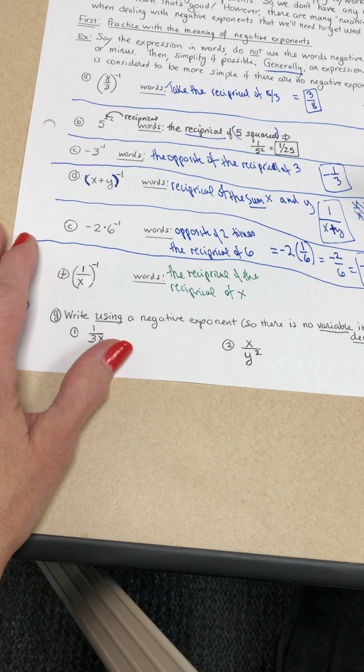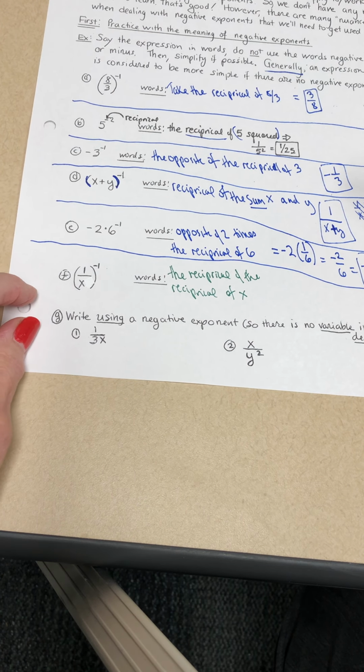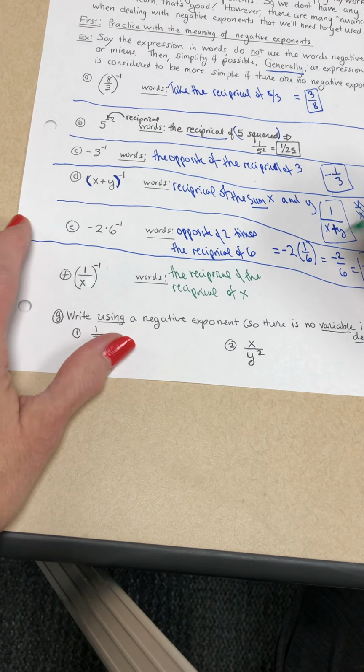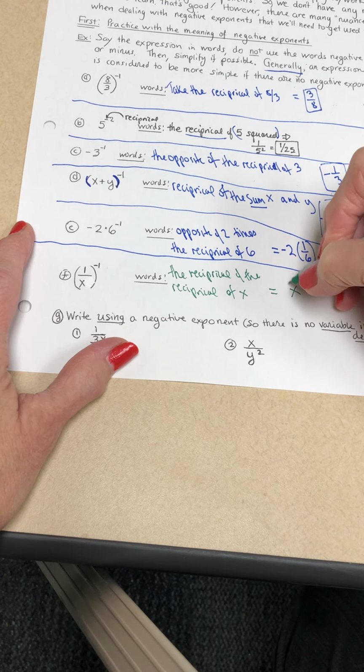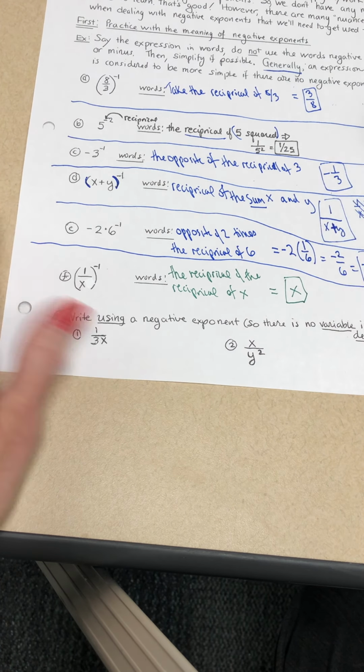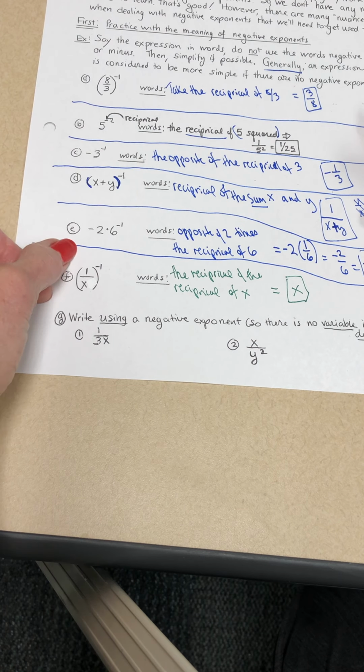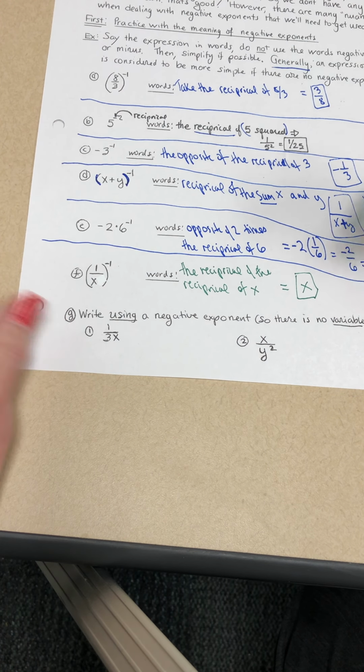And so if you think about it, if you take the reciprocal twice, you're just back to where you started. That's just going to be x. So if you flip that fraction, which is what the negative exponent means, you just get x. You could have said the reciprocal of the fraction 1 over x if you wanted to. That would also work.